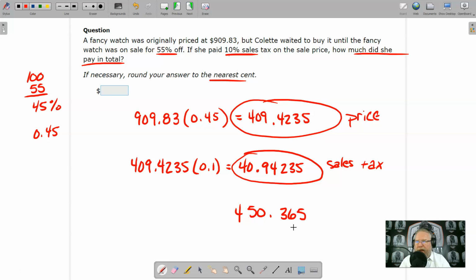450.365, and I'm going to stop there because I need to round to the nearest cent, right? So look to the right, 5 or more raise the score, so the 6 becomes a 7. That's going to be $450.37. Not bad for a watch that was over $900 you got for less than $500.